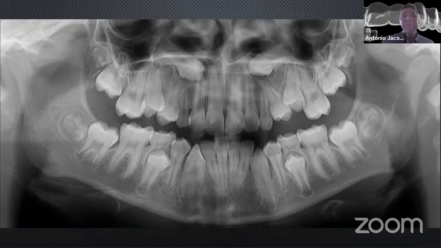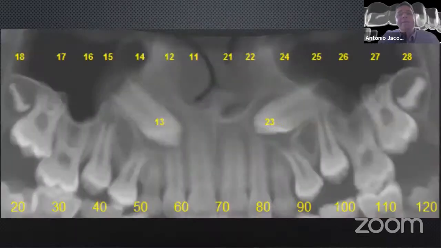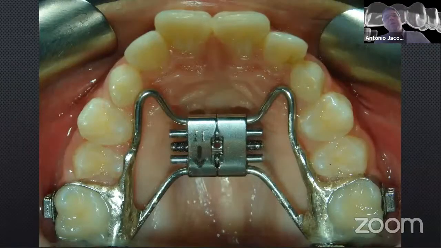But we can also see that the roots of the first premolars are very much towards mesial. So I have to open the space for these teeth to erupt. So that's what we tried to do. We took a CT scan at this time and saw that both of the canines were very likely to be impacted.